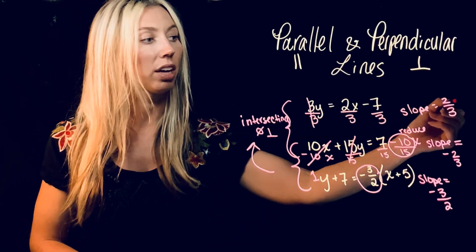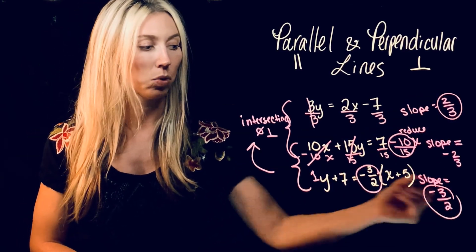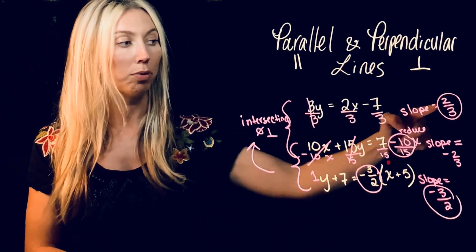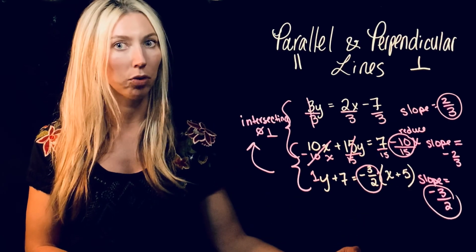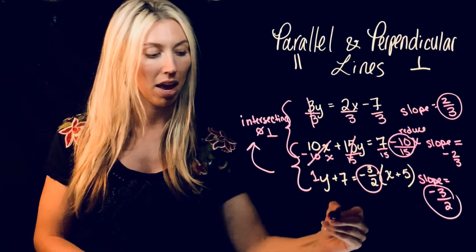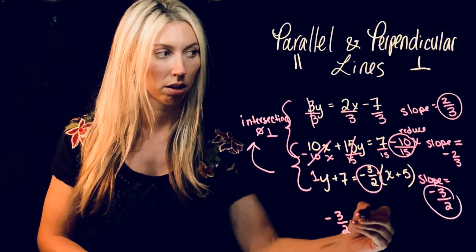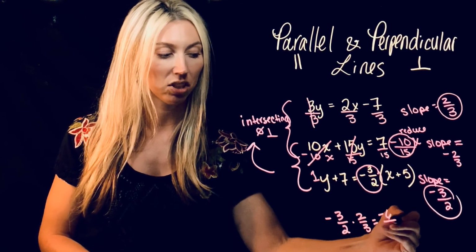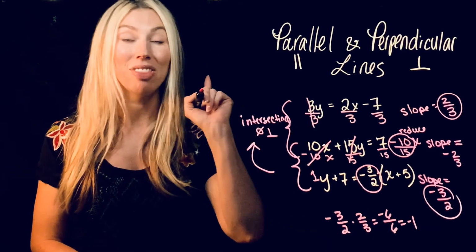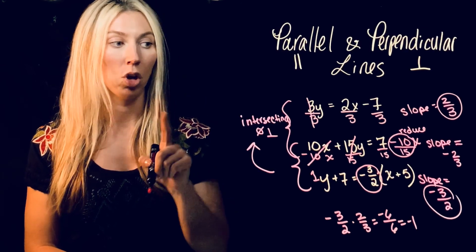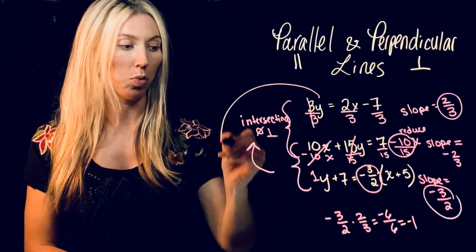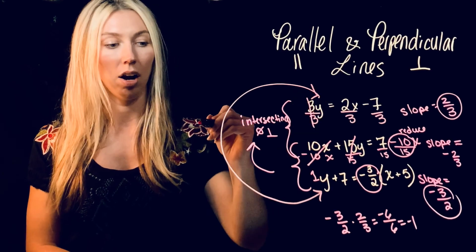However, if you look at this first one and this last one, a slope of 2/3 and then a slope of -3/2, if I multiply those, I get -6/6, which is -1. They are opposite reciprocals, so that means this first one and this last one are going to be perpendicular.